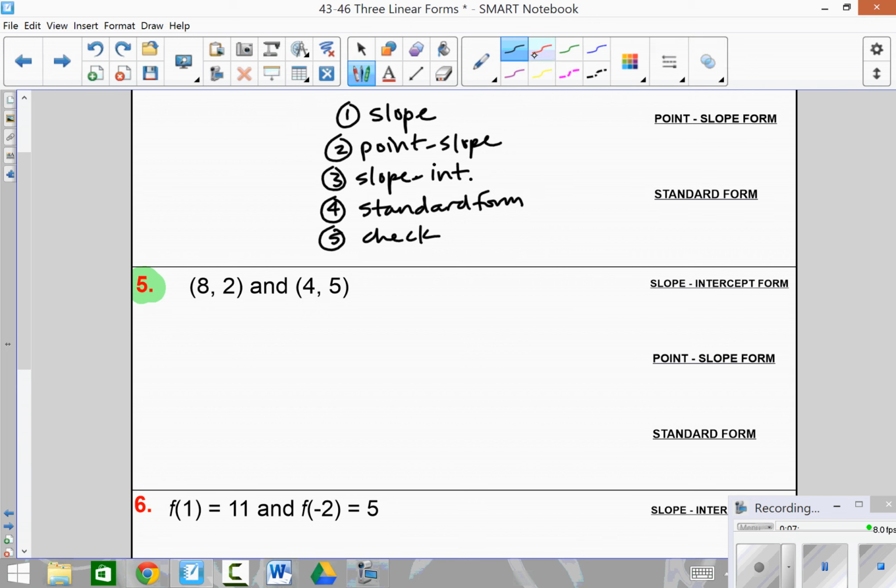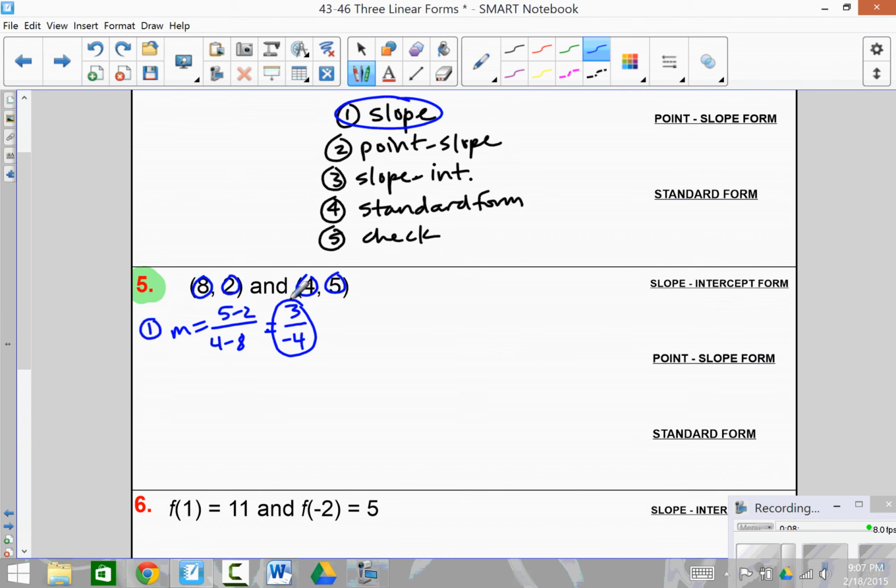So let's start with our slope then. Well, there's no graph, so we can't count rise over run, so we have to depend on our slope formula. So let's go ahead and calculate slope. y1 minus y2, 5 minus 2, x minus x, 4 minus 8. We're going to get 3 over negative 4. So our slope here is 3 over negative 4. Negative 3/4 here.